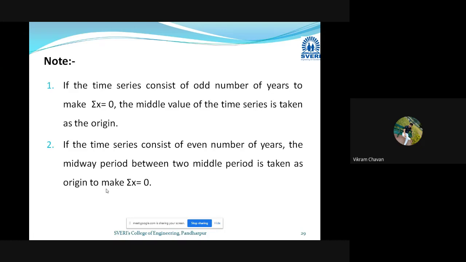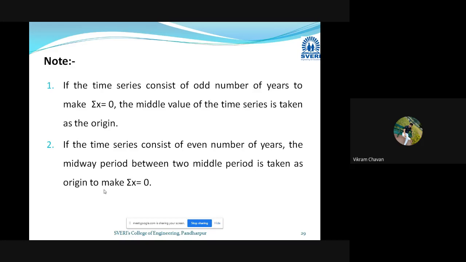In case of a 9-year time period, the fifth year will be considered as the middle year. But in case of a 10-year time period, not a single year will be considered as the middle year. In that case, 2 years will be considered as the middle years, and the midway between those 2 years will be considered as the origin.